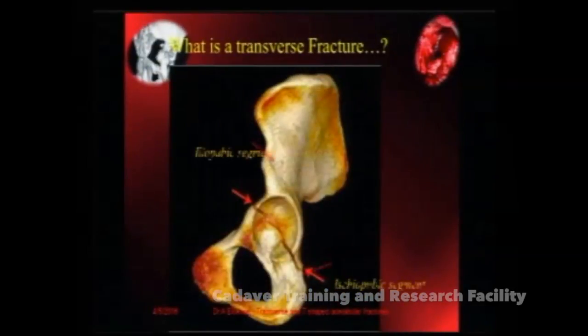So what is a transverse fracture? We've all talked about this whole morning, and it's nice to get a repetition here because it only helps. So that's the hemipelvis. A transverse fracture runs transversely across the acetabular socket. And what does this transverse fracture do? It separates the acetabulum into an inferior ischiopubic fragment and a superior iliopubic fragment.